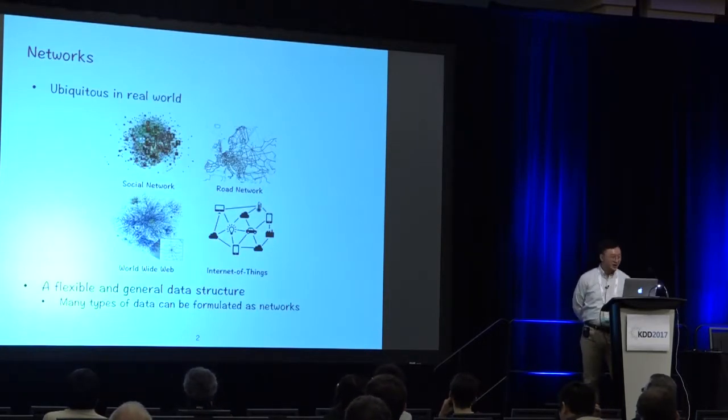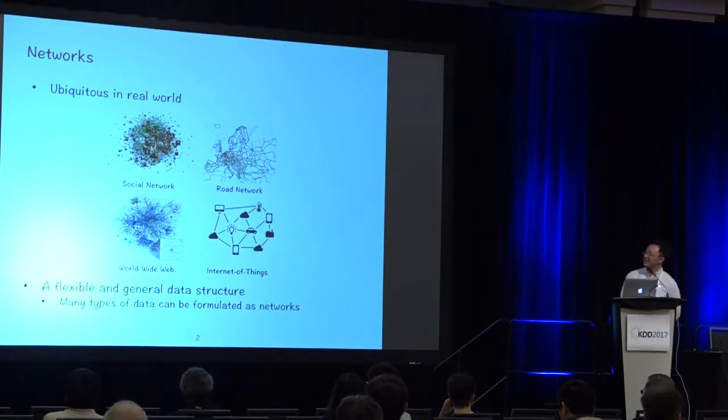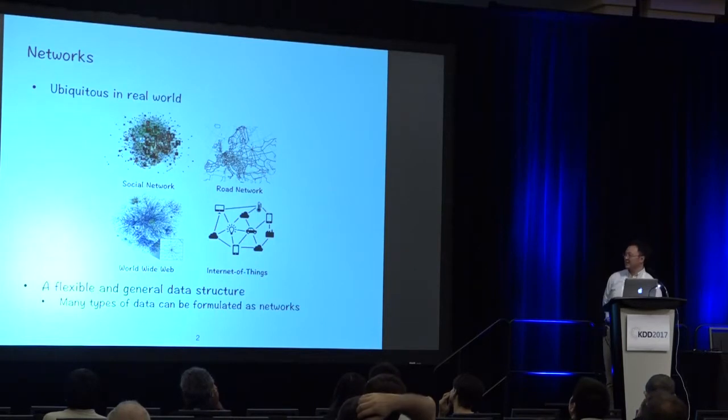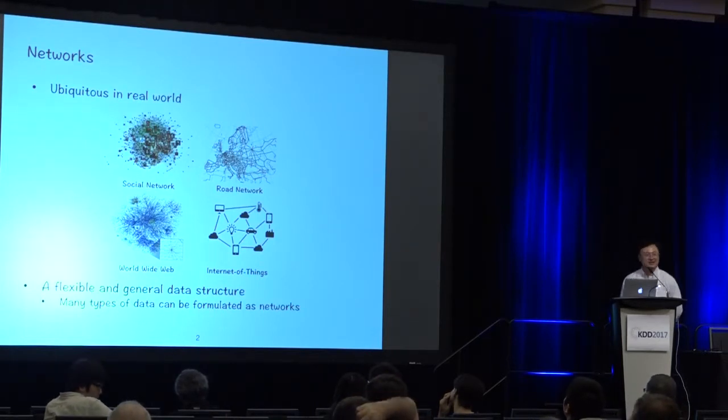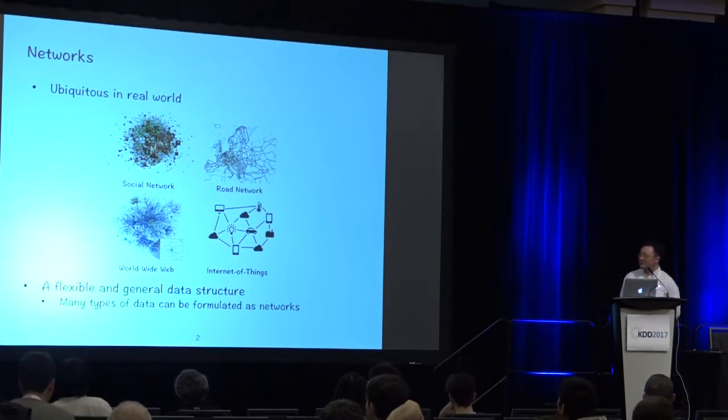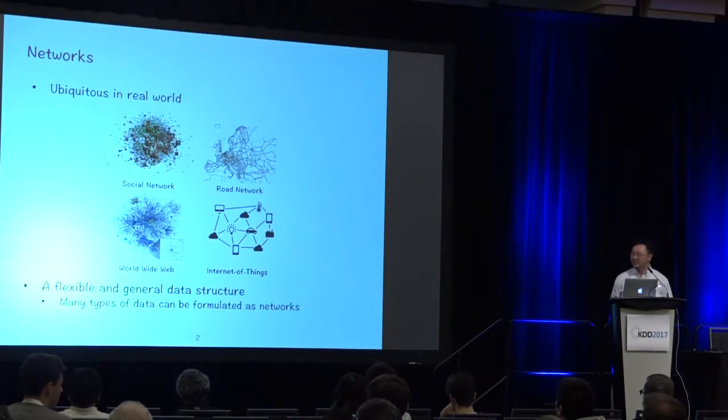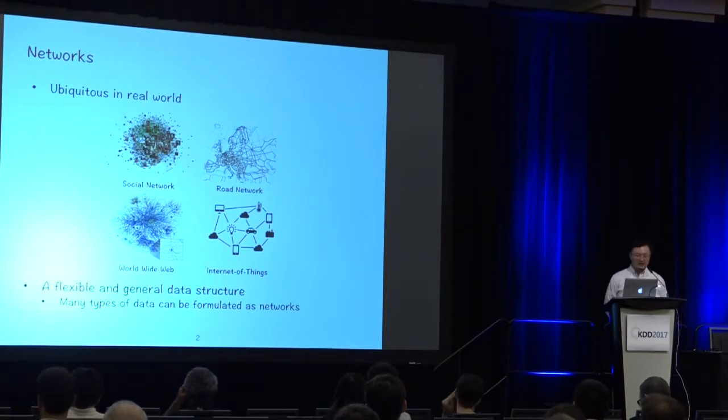All right, networks. Who doesn't know networks, right? Networks are everywhere. You see them in every aspect of our daily lives. You see social networks. Many of you are still using social networks right now, here. You see road networks, World Wide Web, and technology networks, like Internet of Things. They are ubiquitous in the world. But what's more important is that networks provide a very general representation of data. Many types of data can be represented as networks. You talk about text, images, time series, and many other types of data. They can all be formulated as networks.